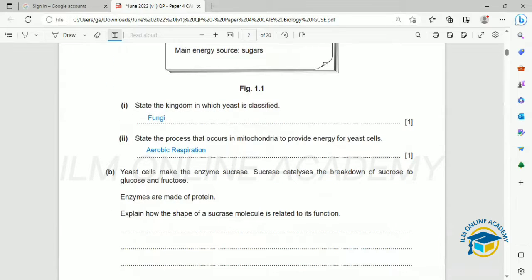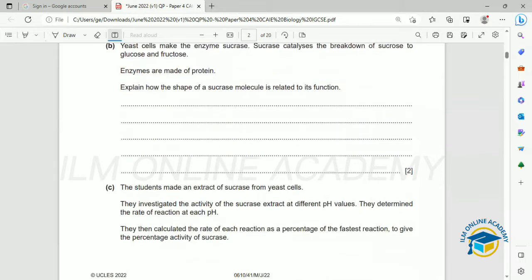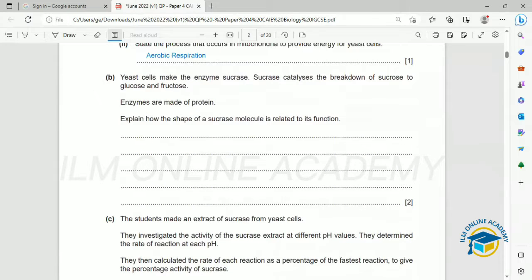Now, the next question is: yeast cells make the enzyme sucrase. Sucrase catalyzes the breakdown of sucrose to glucose and fructose, and enzymes are made of protein. Explain how the shape of the sucrase molecule is related to its function. Remember that it is an enzyme which catalyzes the breakdown of sucrose. The enzyme is really specific for the shape of the substrate. It is specific for the substrate that fits into its active site, whose reaction it is going to catalyze.